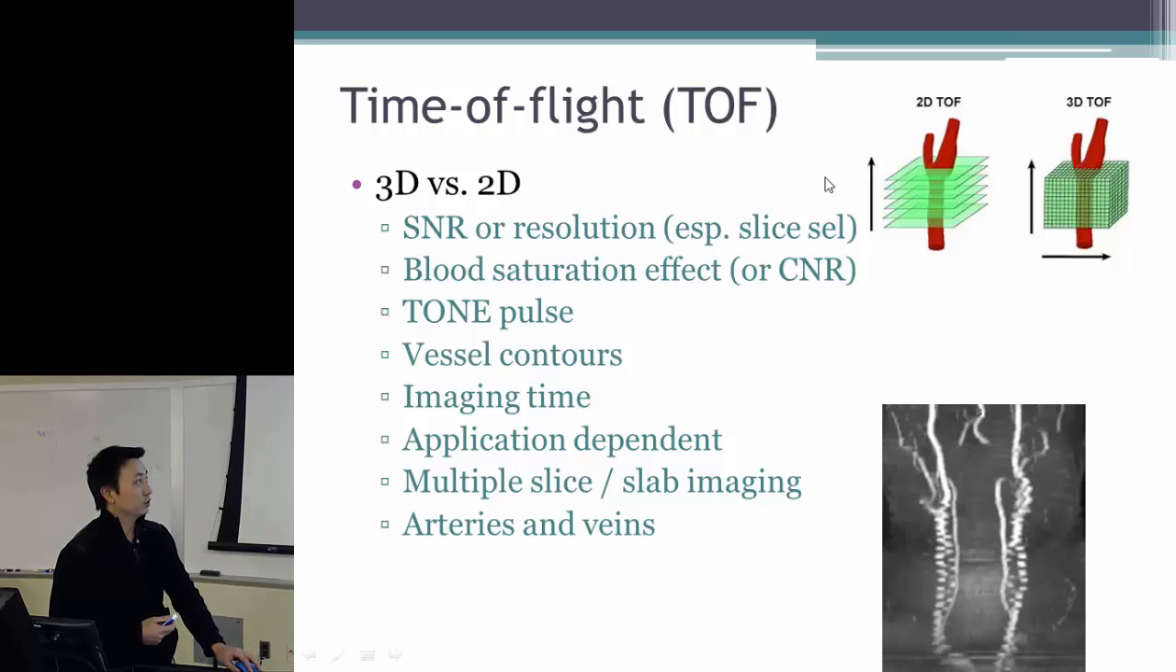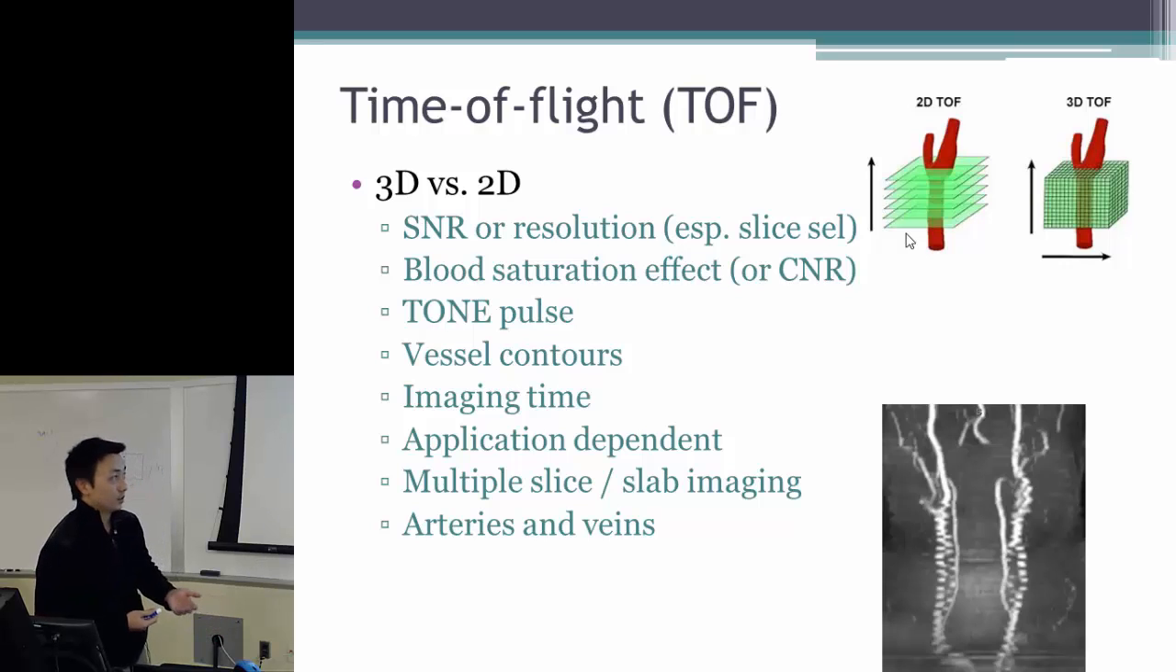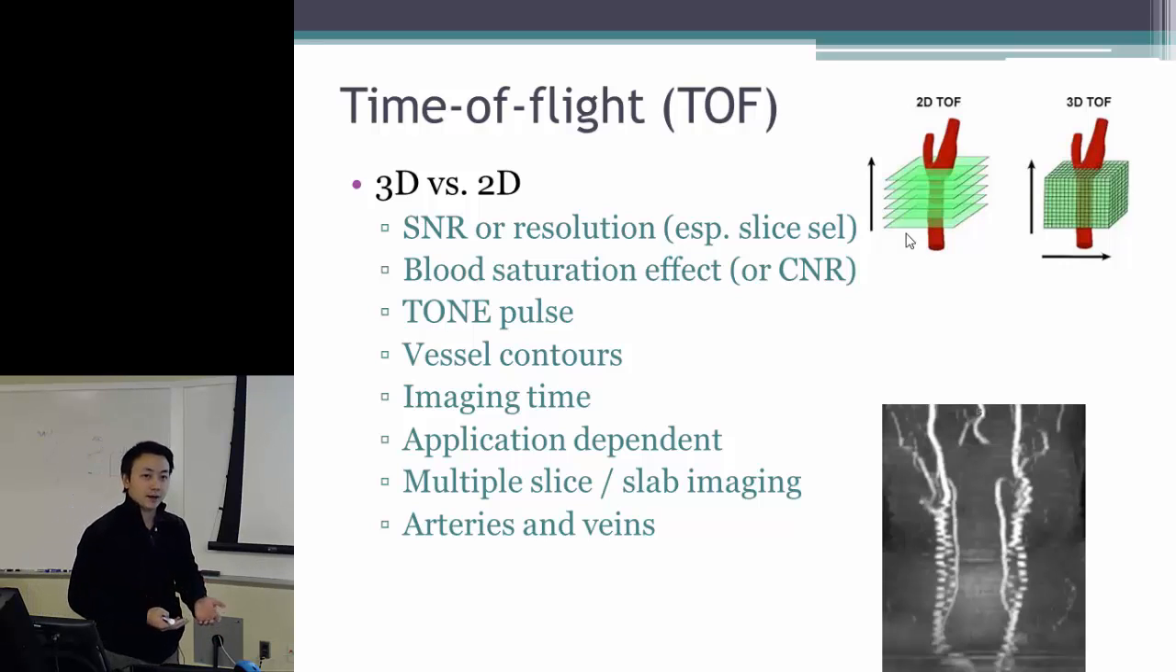But for the 2D case, the slice is limited by the slice thickness, and due to the RF pulse and the SNR restriction, we cannot use a very thin imaging slice for the 2D case. So that means the 2D resolution along the slice select direction will be limited.